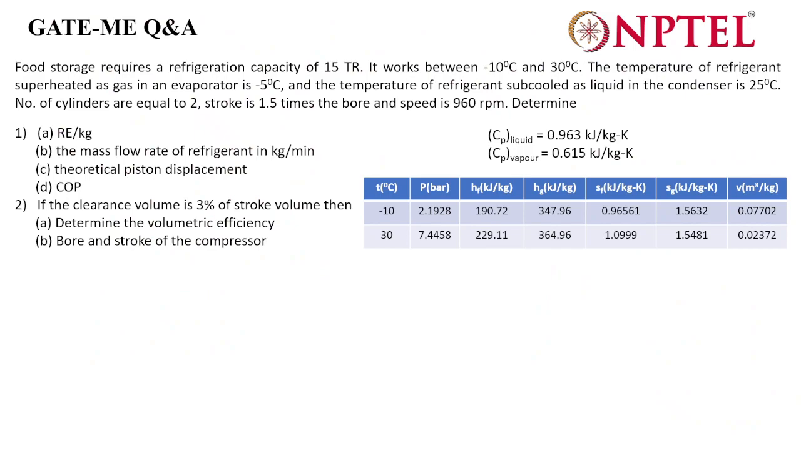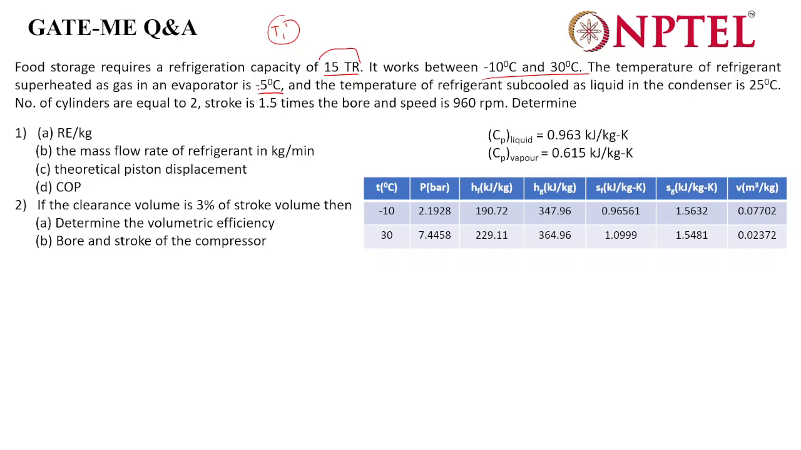So this problem I will quickly give the hint, and you try. Food storage requires refrigeration capacity, given in TR. So first you have to convert that into kilowatts. The temperature range is given. The temperature of the refrigerant superheated as gas in an evaporator is -5 degrees Celsius. So here the temperature is given, meaning what we calculated as T1 dash is given here. Correct?